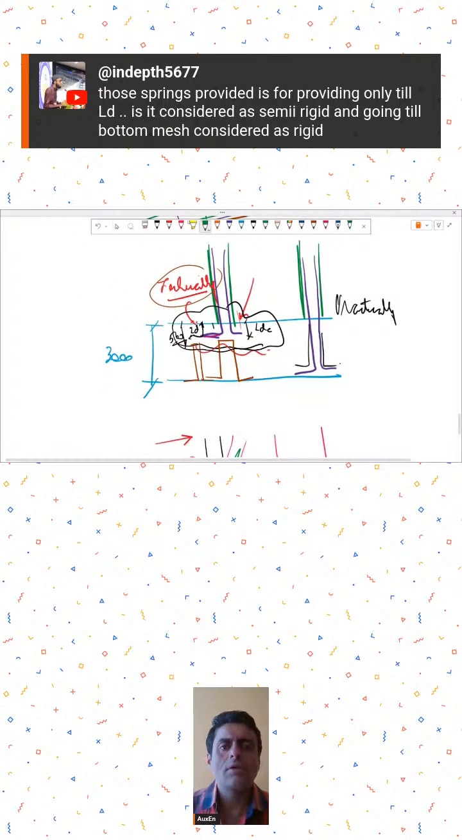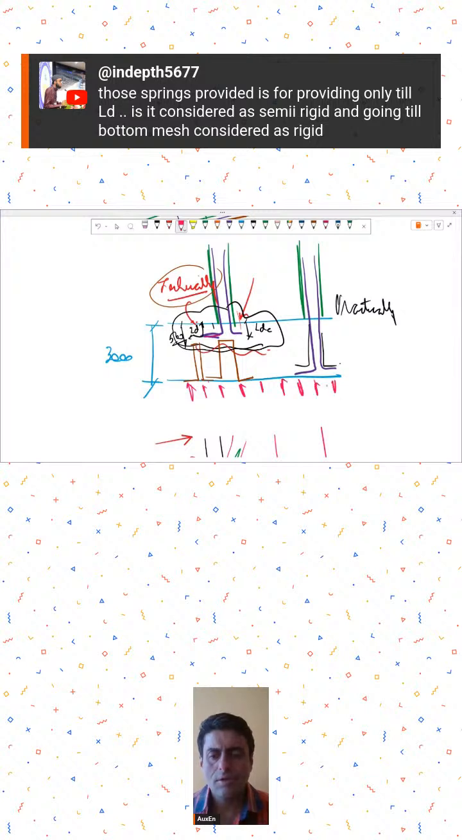So, no. Even if you're not taking it to LD, in case of raft, you will be providing supports over here because of the soil. So you're not going to provide support over here. Your soil supports have to be provided at the bottom. No, I don't agree with this statement that it is considered as semi-rigid when we are taking the reinforcement till LD and taken as rigid when... no, that is not happening.